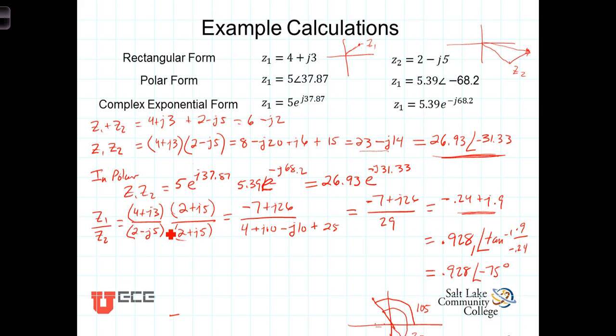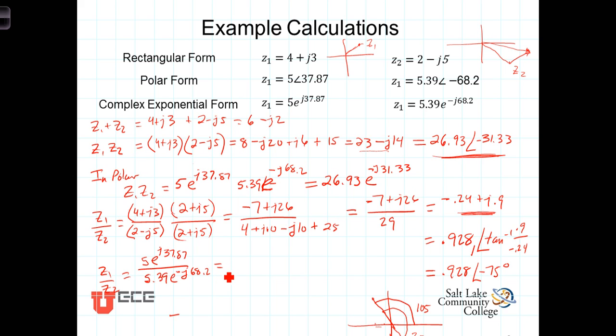So when you're doing it in rectangular coordinates using your arctangent button on your calculator, you've got to be careful and look at the actual coordinates that you're working with, because your arctangent button can cause you some grief. Let's do this calculation directly from polar form, and we have then z1 over z2 is equal to, in polar form, z1 is 5e to the j37.87 divided by z2, which is 5.39 e to the minus j68.2. Now we can do that directly.